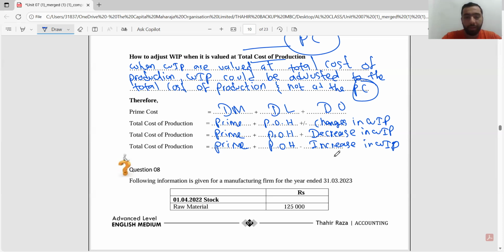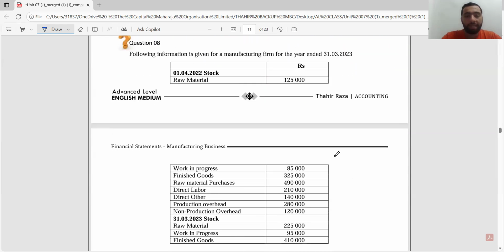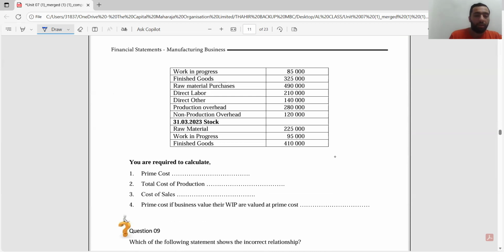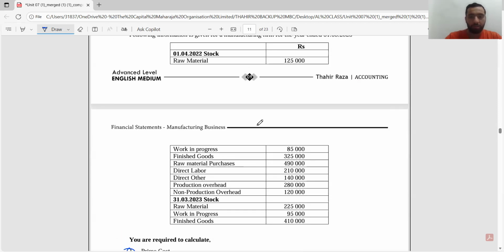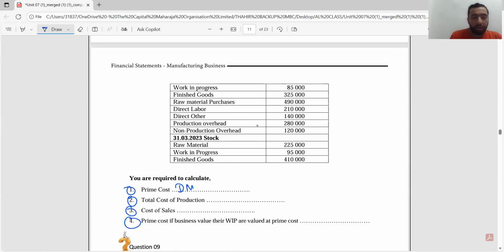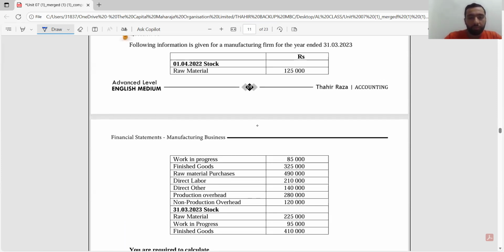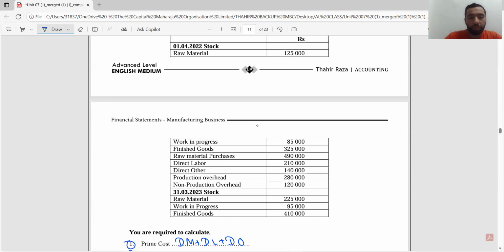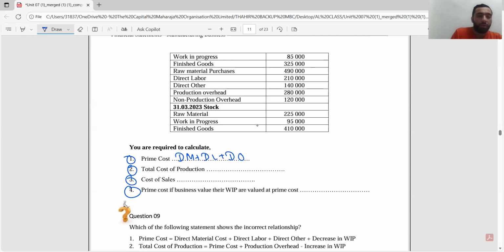Everything is finished, complete. Question number 8. What are they asking? Prime cost, total production cost, cost of sales, prime cost of the business. WIP is valued at prime cost. Okay. How to find the prime cost? Very simple. You get direct material, direct labor, direct other. So this is homework for all.